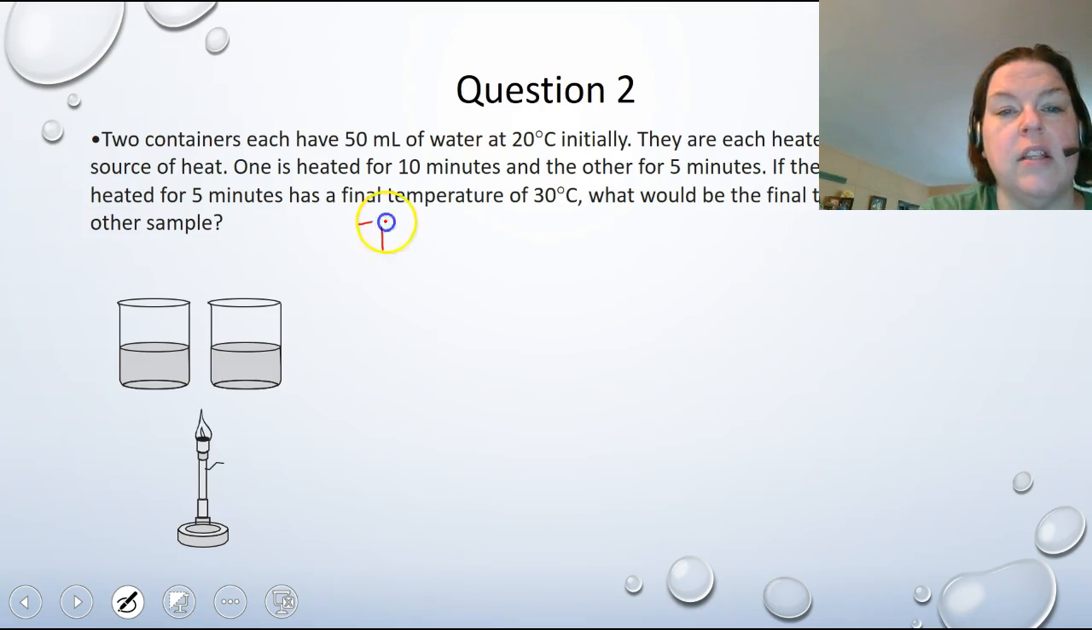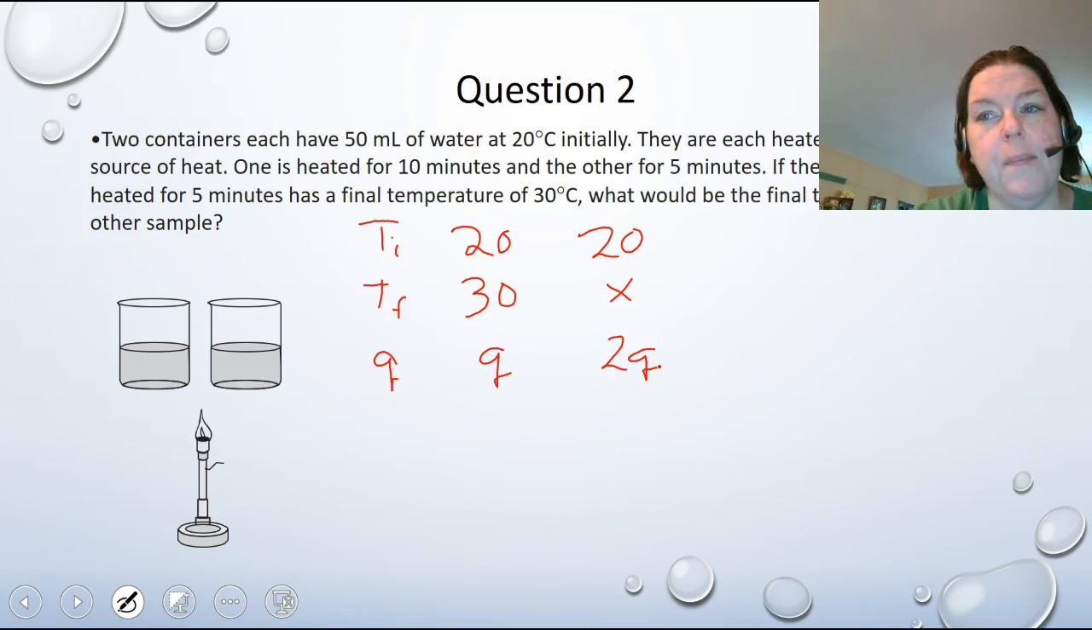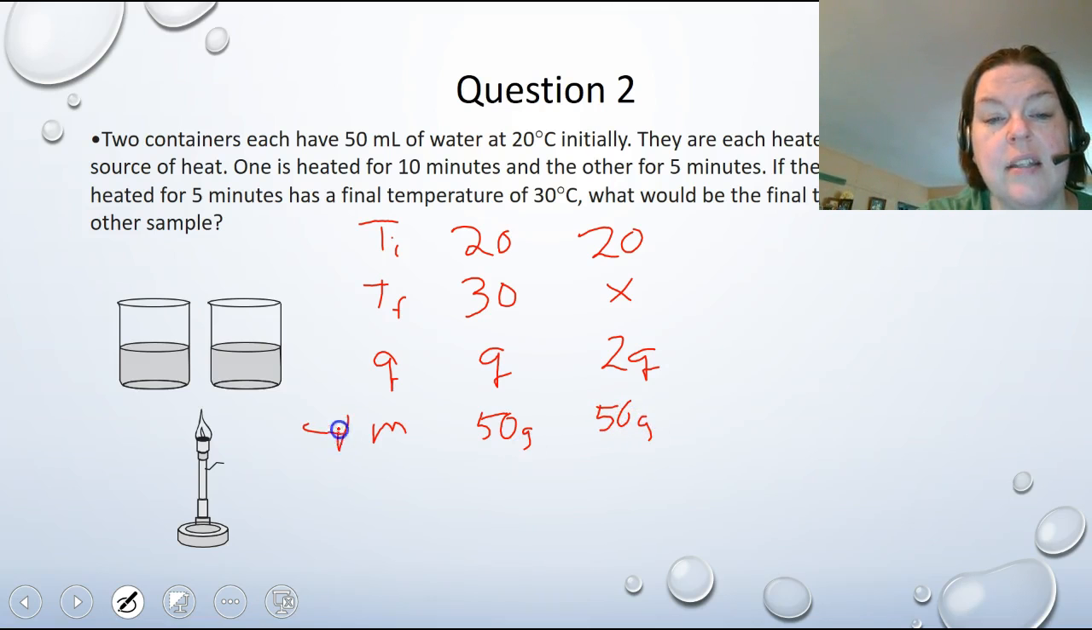So, once again, let's make our chart. TI, they're both starting out at 20 degrees. TF, we know that this one goes to 30, and we don't know that one. Q, the heat being added. Well, the one that goes to 30 is heated for 5 minutes, so let's call that Q, and this one is going to be 2Q. Time is what we've got going on here, but we're talking about the heat. Mass: they both have 50 milliliters of water, so they're both 50 grams. So clearly, mass is being held constant here.